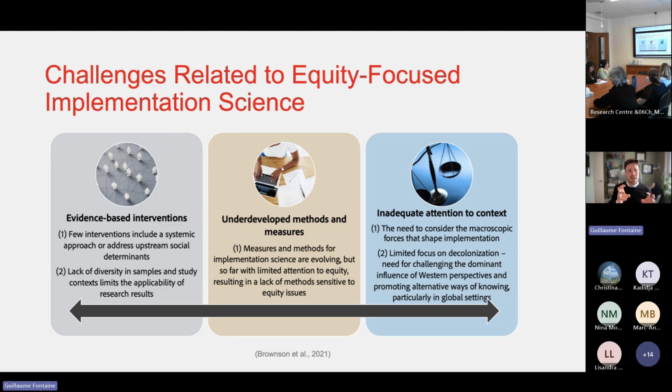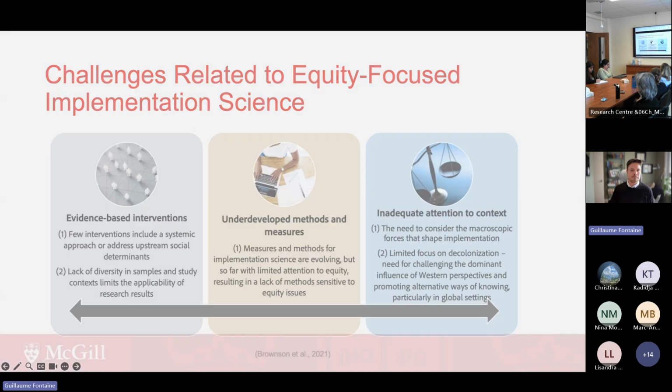The second challenge is that we have, broadly speaking, underdeveloped methods and measures. So we need to do a lot of work in that area as well. And also, generally speaking, there's inadequate attention to context in the work that we do and the barriers that are in the context. That's often attributable to lack of resources, lack of time, lack of many different things, but it's something that's posing a big challenge for sure.